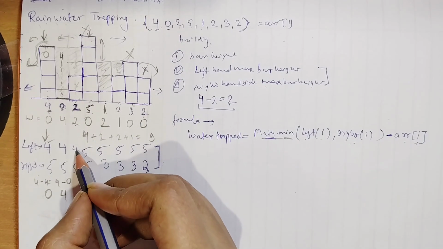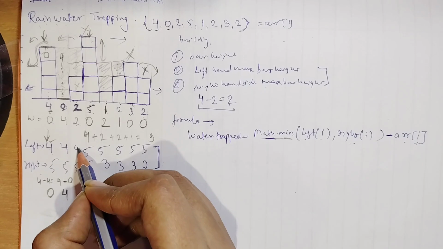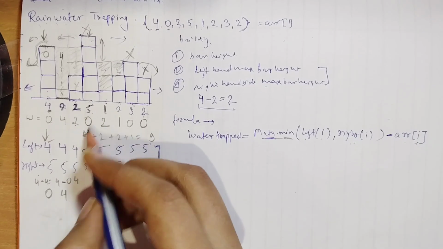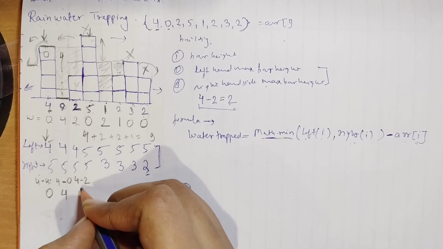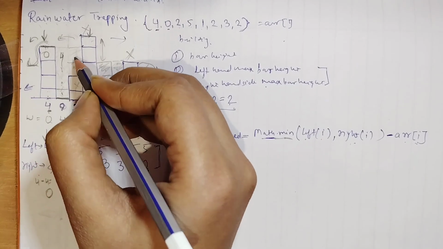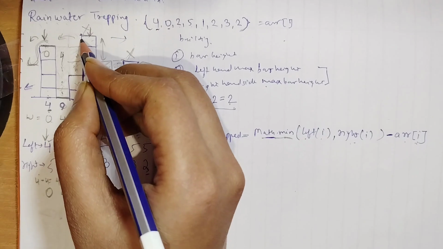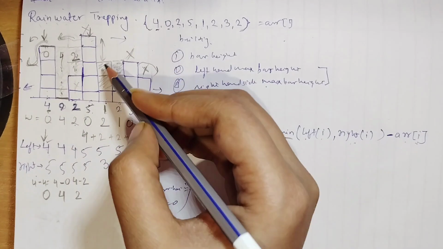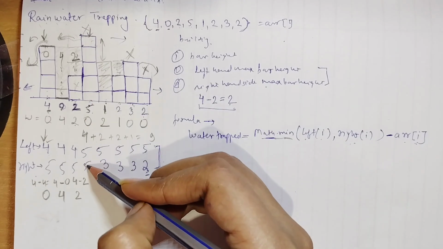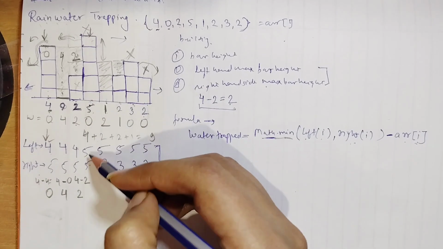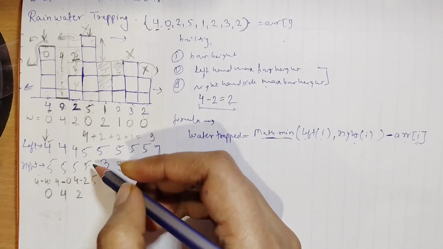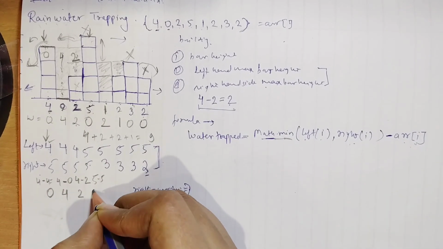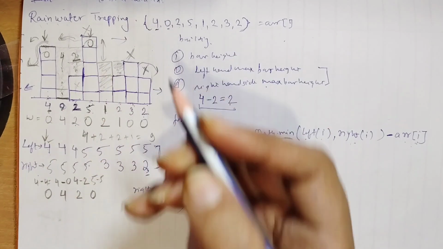Now here you have to compare left and right, whichever is minimum. Left is minimum. Okay, so 4 minus our current height. Current height is 2. So 4 minus 2 is 2. So 2 units of water are trapped, because from here water will spread out only here. For here, 5 and 5, which has the minimum? Both are the same, so we take 5. And what is our current height value? 5 minus 5 is 0, which means no water is trapped here.